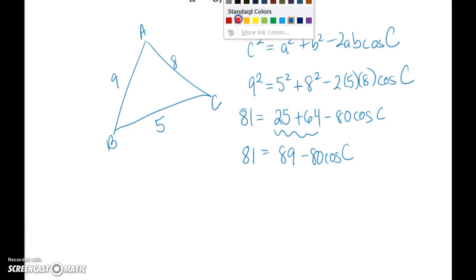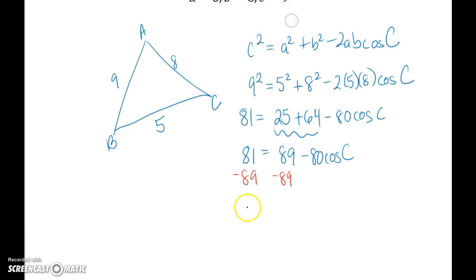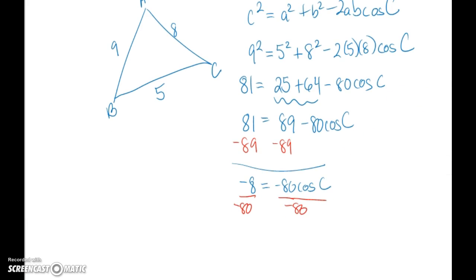So instead we're going to subtract 89 from both sides of our equation, and we get negative 8 equals negative 80 cosine C. Then we can divide both sides of our equation by negative 80, and we get 0.1 equals cosine of C. Now to find our angle, we're going to use inverse cosine. So if we do inverse cosine of 0.1, we get 84.26.